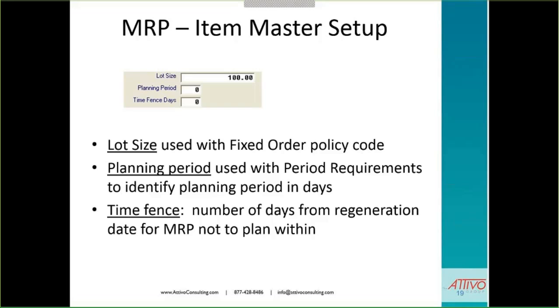So the lot size, that entry on the Item Master, is only used with fixed order policy code. Remember, the fixed order policy was, I only produce this in lots of 100 or 25. I know they used the wrong designation. It sounds like lot for lot. It isn't. Fixed order and lot size go hand in hand.